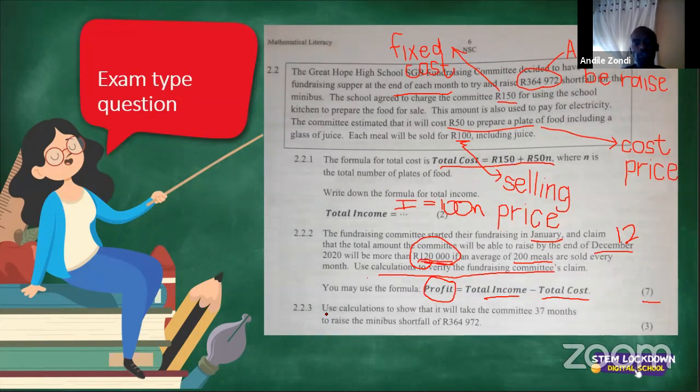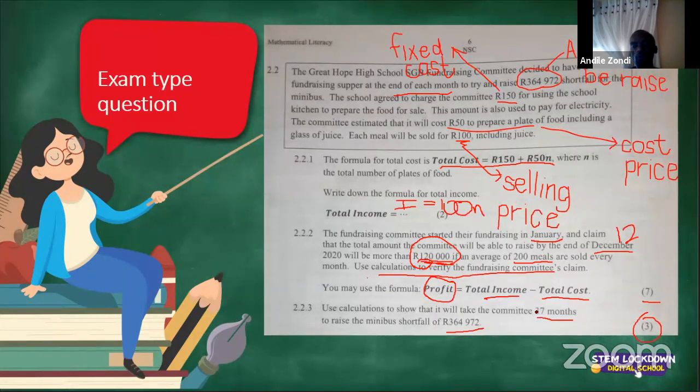Okay, 2.2.3. Use calculations to show that it will take the committee 37 months to raise the mini-bus shortfall, in other words, to take so many months to raise this amount of money. Now this question is a bit tricky. There are a number of ways of doing this question, but since it's only 3 marks, I'll show you the easy way, the quicker way.